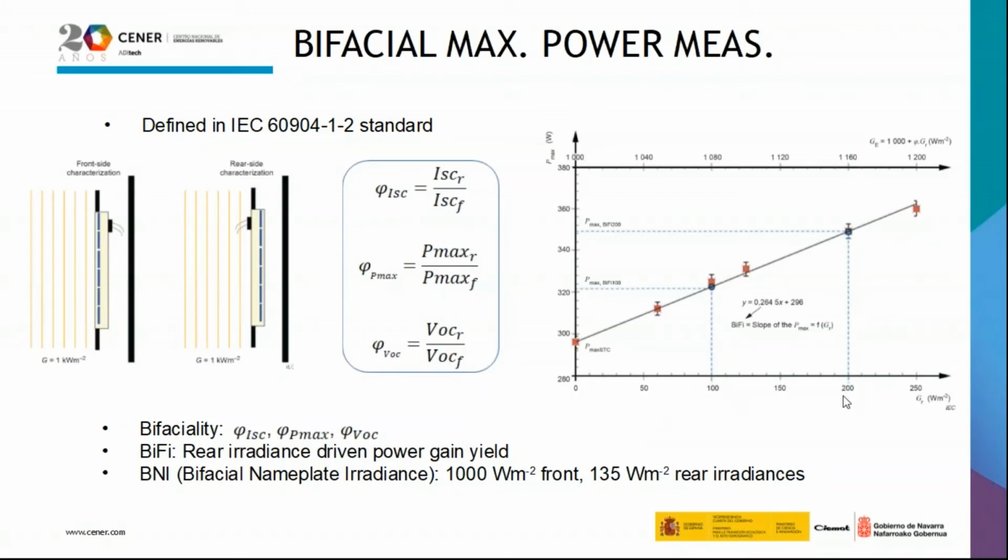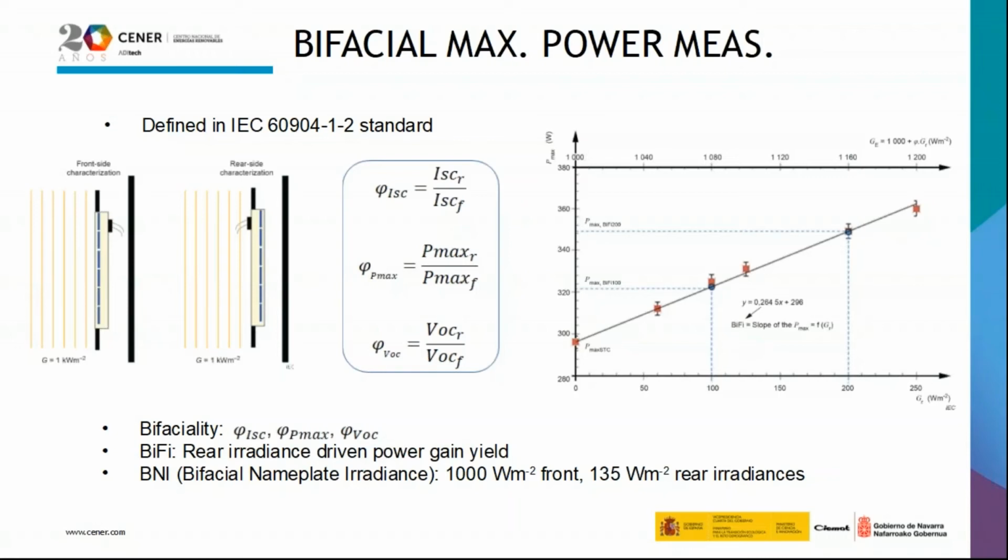And then we do a couple more measurements simulating a rear irradiance, with a front irradiance of 1,000 watt per square meter and a rear irradiance of 100 watt per square meter and 200 watt per square meter. So we can get a slope. The slope of that straight line is called the BIFI, which is the rear irradiance driven power gain yield, which means how much output power you will get from each watt per square meter that you get from the rear side.